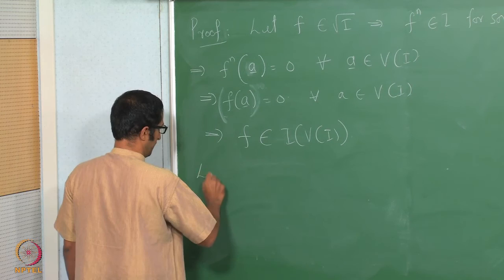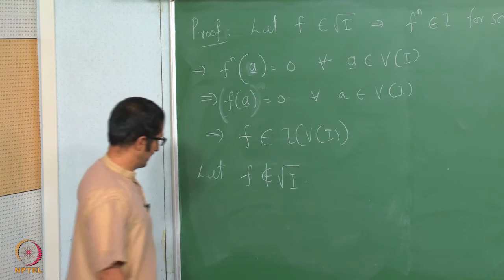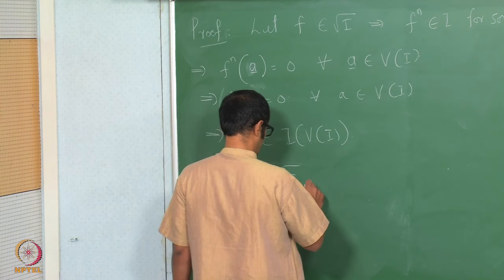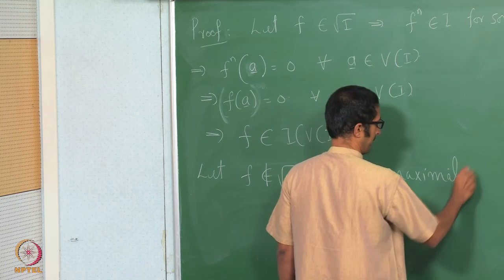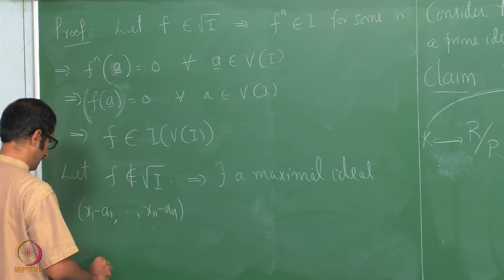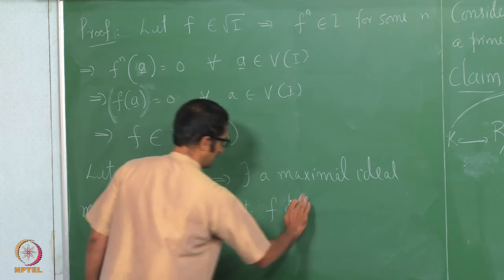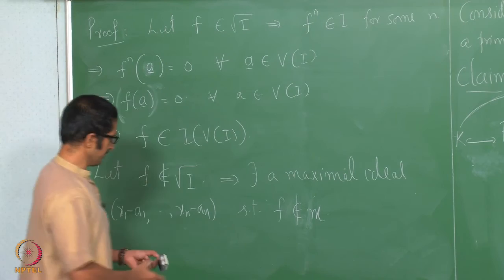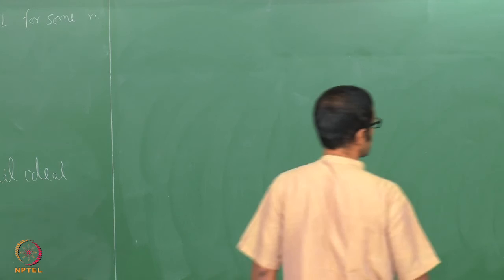So now let F be not in the radical of I. That means, by the earlier proposition, there exists a maximal ideal M, of the form (x1 minus a1, up to xn minus an), such that F is not in M. I want to say that F is not in I of V of I. These are the maximal ideals containing I. It has to be so.